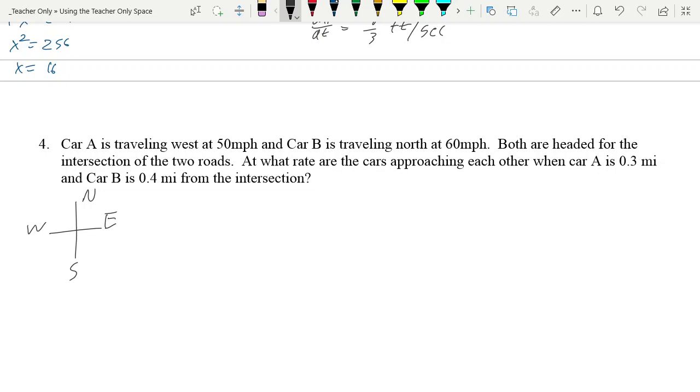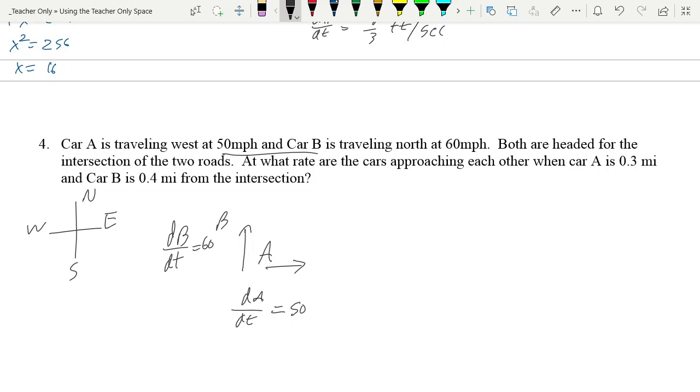Okay, so what do we know? Car A is traveling west at 50 miles an hour. So I'm going to say maybe here is car A, it's traveling west. So I know the change in A over time, the change in the distance of A, is equal to 50. Okay, car B is traveling north at 60 miles per hour. So therefore I know dB dt is equal to 60. Both are headed toward an intersection of two roads.